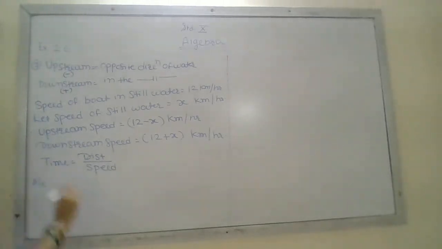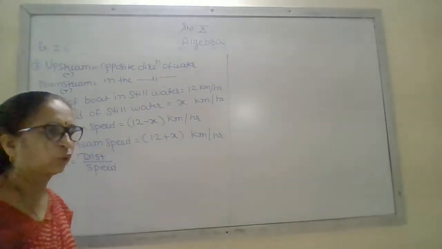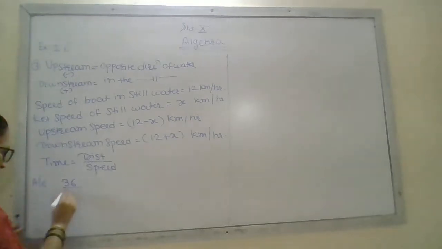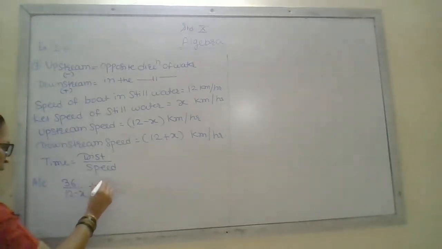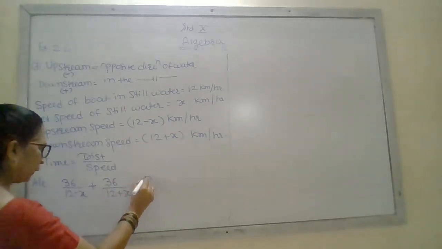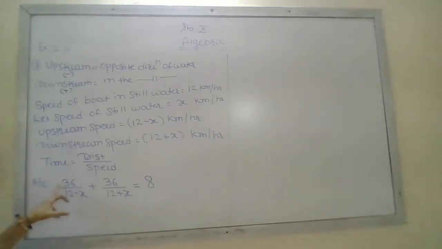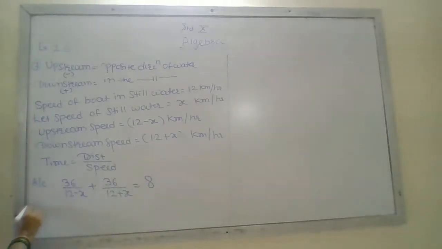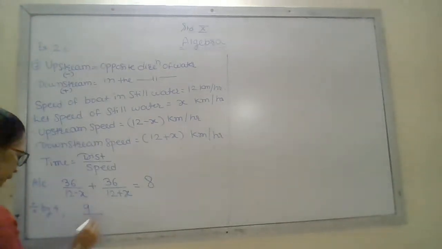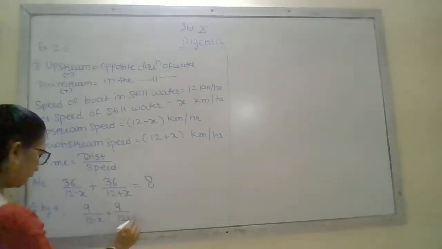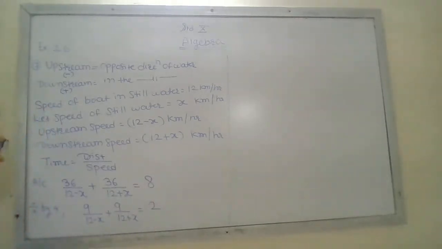Now as per condition, what is the condition given? 36 km upstream, 36 km is the distance. Upstream speed is 12 minus x, plus again 36 km downstream, 12 plus x, total required time they give us 8 hours. 36, 36 and 8, all are multiples of 4, therefore we here divide by 4. When you divide by 4, you get 4 9s are 36, 9 upon 12 minus x plus 9 upon 12 plus x equal to 4 2s are 8, that is 2.